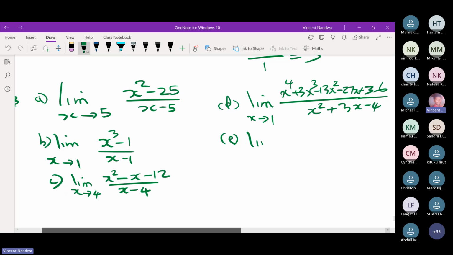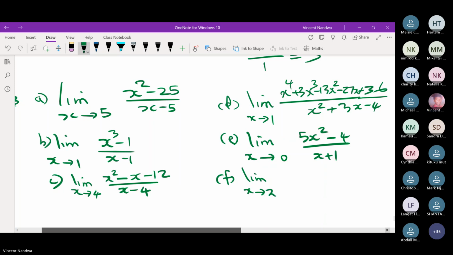And then the other one is the limit as x approaches 0 of 5x squared minus 4 over x plus 4 plus 1. Then we have the limit as x approaches 2 of x cubed minus 5x squared plus 2x minus 4 divided by x squared minus 3x plus 3.